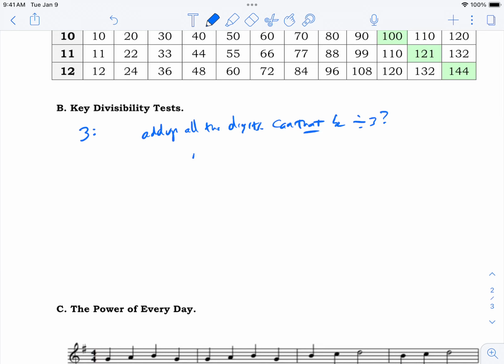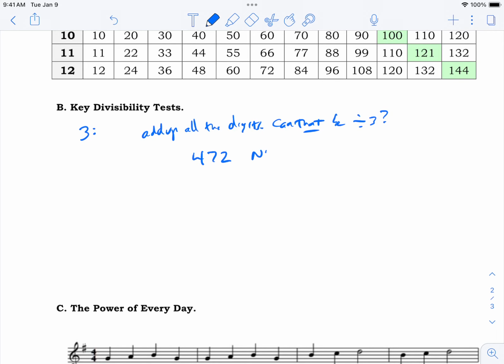So, for example, how about the number 472? Again, we're not going to play with numbers that are that big, generally speaking, but this is good for illustrating the idea. 472, can I divide by 3? The answer is no. Okay. How about 474? Can I divide that by 3? The answer is yes.